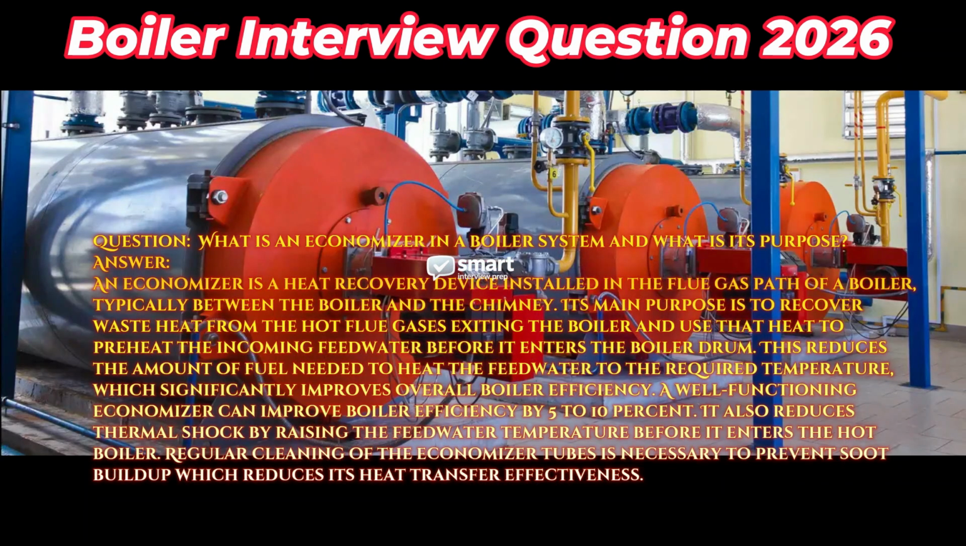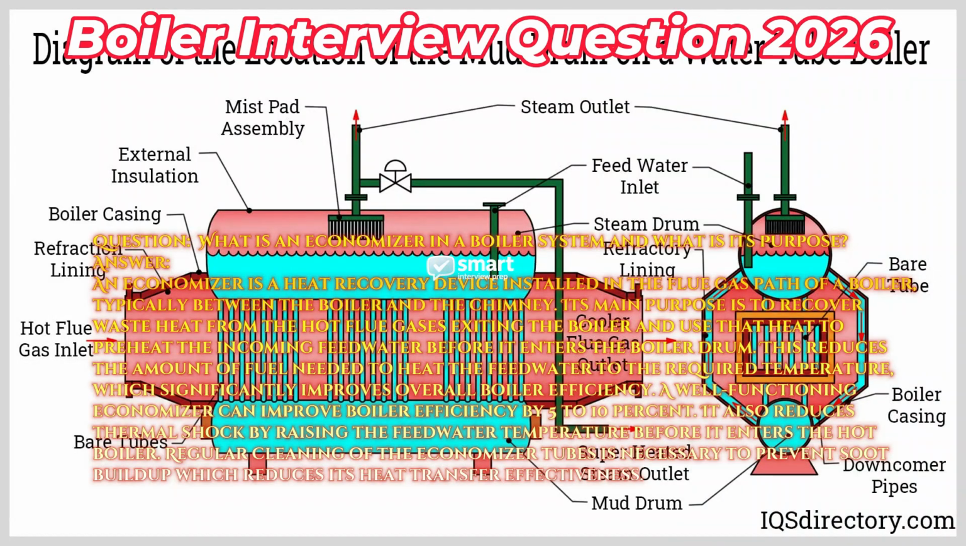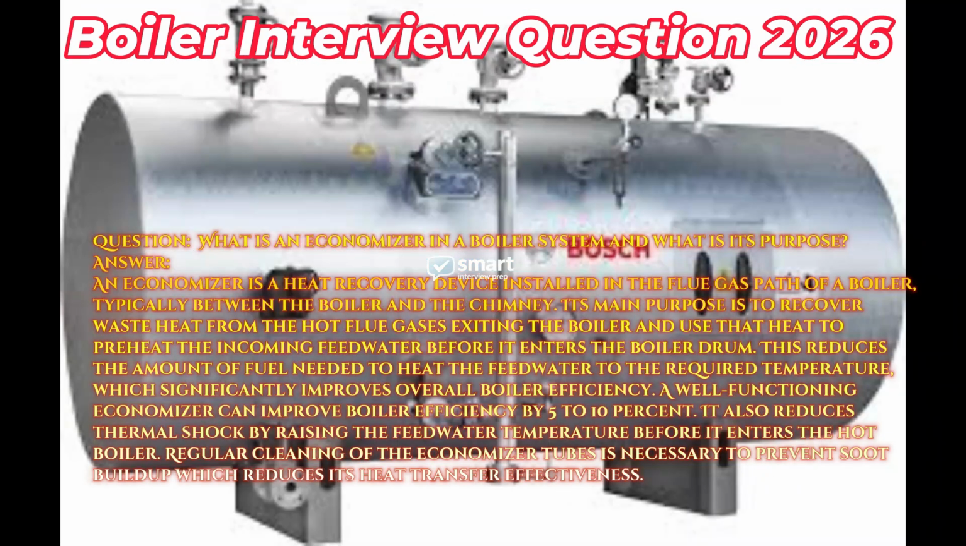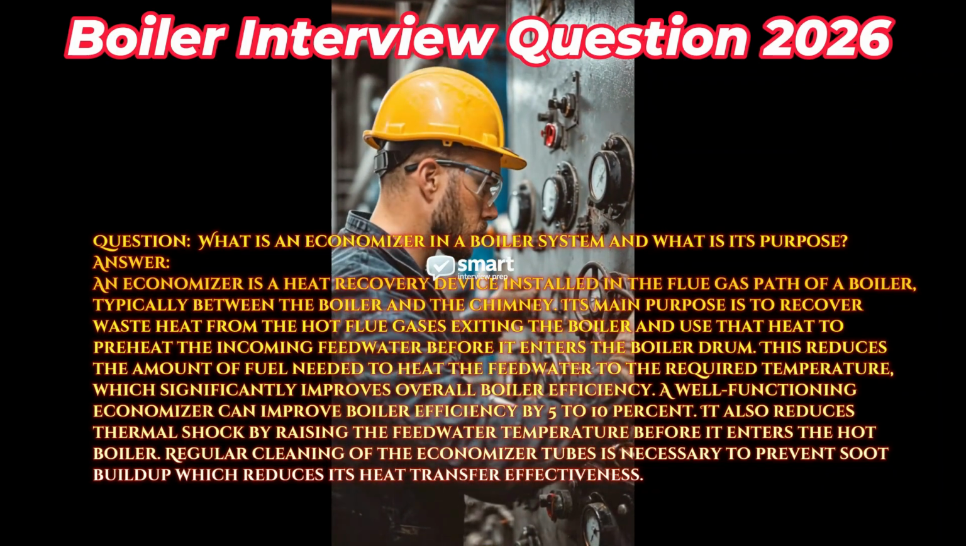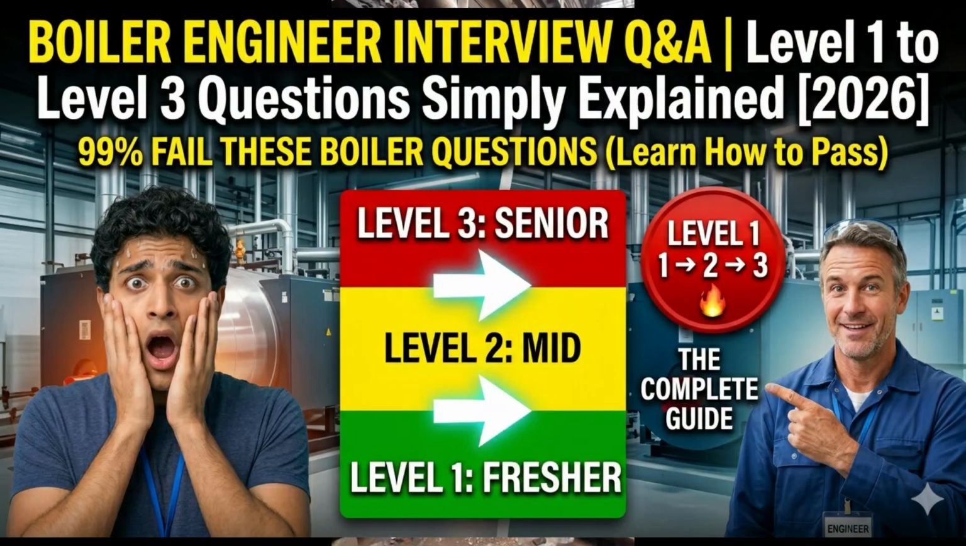Question: what is an economizer in a boiler system and what is its purpose? Answer: an economizer is a heat recovery device installed in the flue gas path of a boiler, typically between the boiler and the chimney. Its main purpose is to recover waste heat from the hot flue gases exiting the boiler and use that heat to preheat the incoming feedwater before it enters the boiler drum.